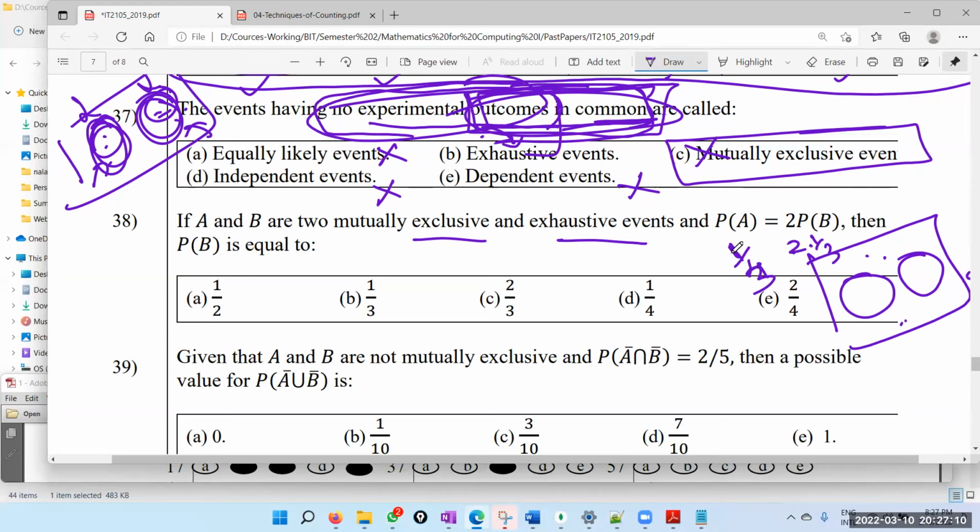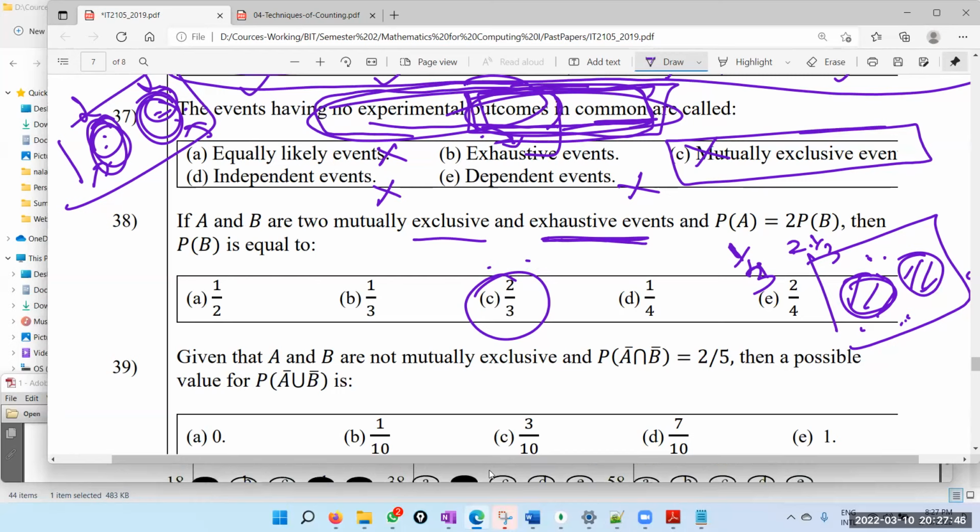So the answer of P(B) must be 2 divided by 3. Right? Then P(A) is 1 divided by 3. 1 divided by 3 plus 2 divided by 3 is 1, because exhaustive means that there's nothing outside. All the outcomes are covered by these two. That is what exhaustive means; to exhaust means there's nothing left. Right. Answer must be C. Answer is B. B, 1/3.